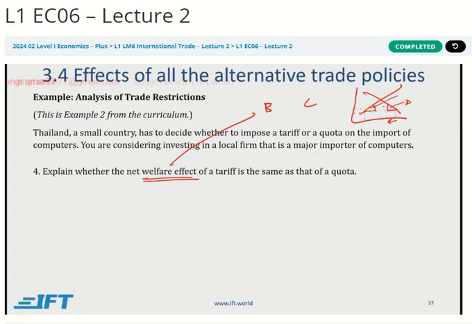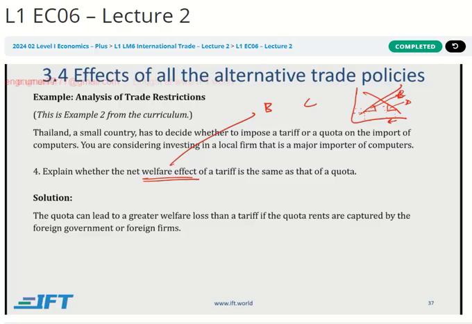And C is basically people having to pay higher prices and buy computers from local production, which is inefficient. They could have paid a lower price and got imported products at a lower price, maybe even better quality, right? But they're having to buy from these local producers at a higher price, and they might not even be efficient. So definitely welfare is going to be lost.